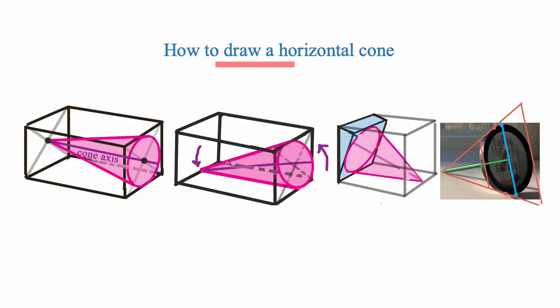How do we draw a horizontal cone? Well, you can fit it in a box, but we need to have the tip on the ground. So when the tip moves down, the ellipse has to circle around because the minor axis of the ellipse has to be contiguous with the axis of the cone.